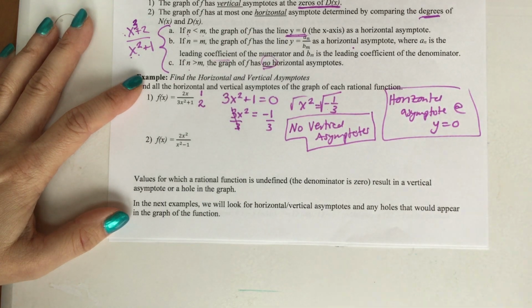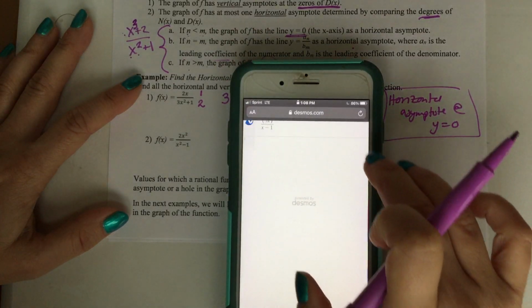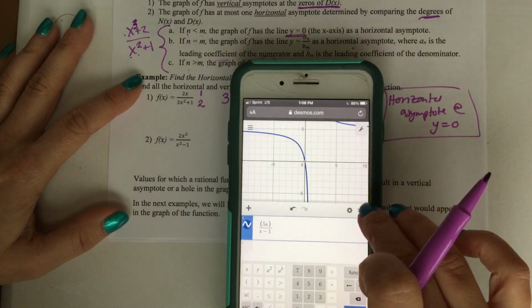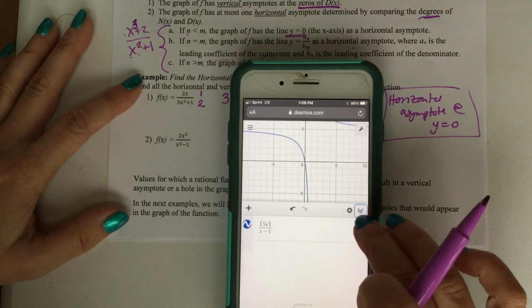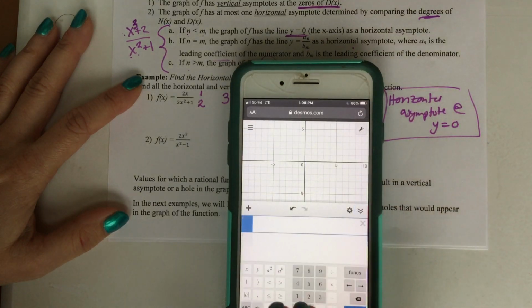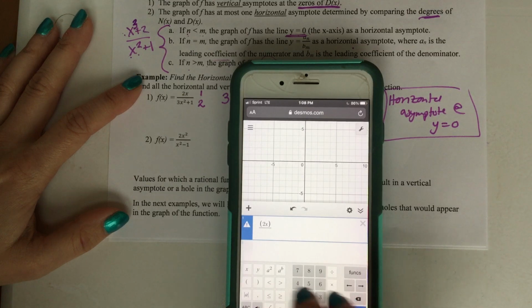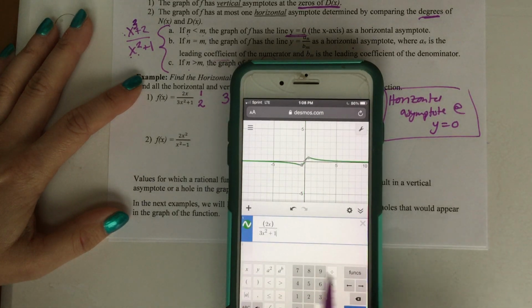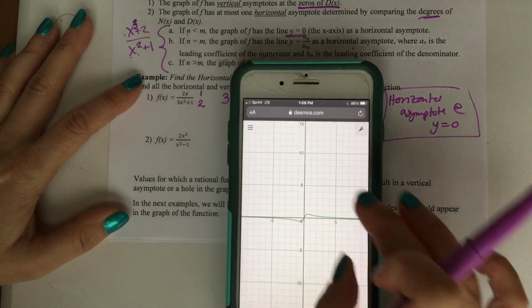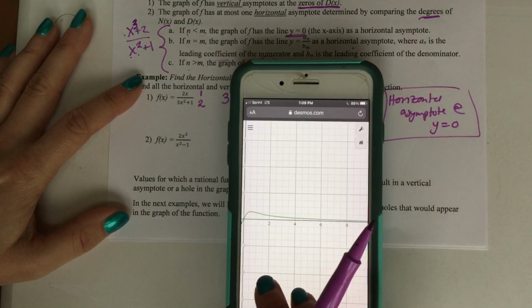Let's go ahead and graph it. I just really think a visual is a good thing as we're learning this. So there we go. I have the graph of 2x divided by 3x squared plus 1. Notice, just like we found, there are no vertical asymptotes.